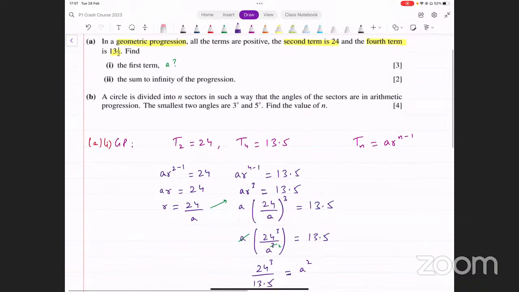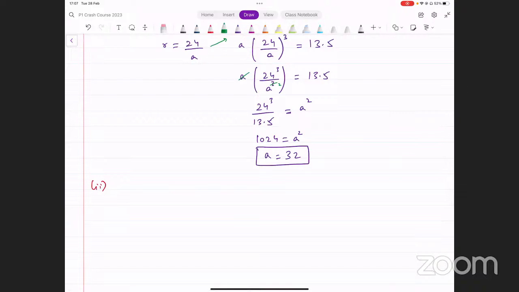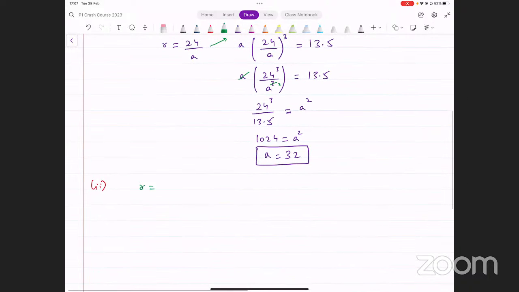The second part says, find the sum to infinity of the progression. Now for that, we will need the ratio as well. So let's find the ratio. First of all, ratio is 24 over A, so that becomes 24 over 32, which simplifies to 3 over 4, or we can say 0.75. That's an exact decimal, so we can write that in decimal form, and that's okay.